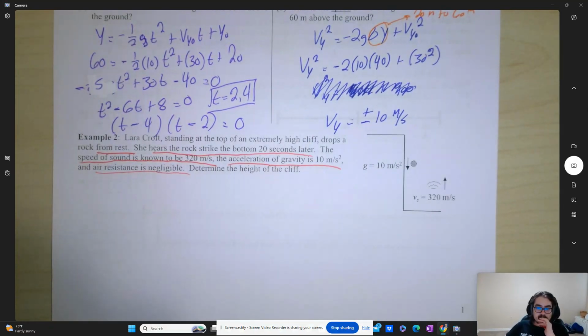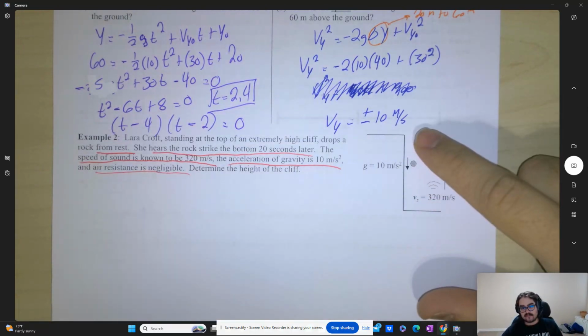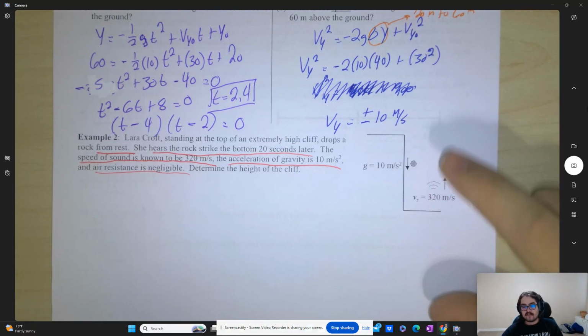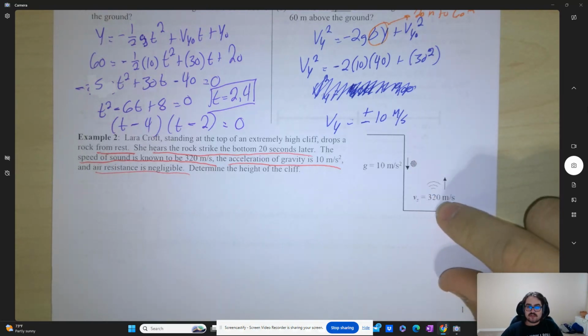So to figure this out, it's a two-part problem. We need to figure out first the full time for the whole thing happening, and there are two things occurring in this problem. The first is that the rock is falling to the ground. That's the first thing that happens. Then the sound travels up.